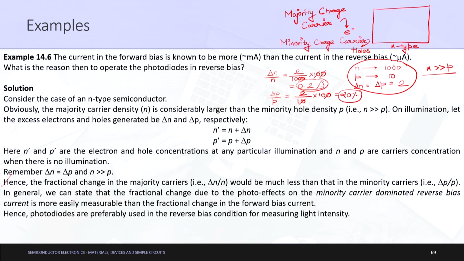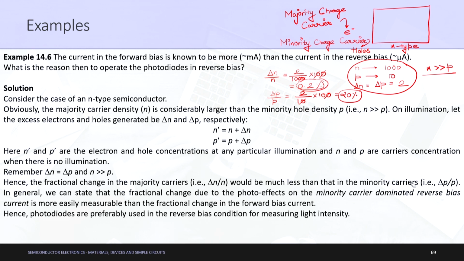So, in general we can state that the fractional change due to the photo effects on the minority carrier dominated reverse bias current is more easily measurable than the fractional change in the forward bias current. They are just trying to say that because this delta n by n cannot be calculated very easily as compared to this delta p by p, the fractional change can be observed much more clearly here, and that is why we do the complete concept in reverse bias.